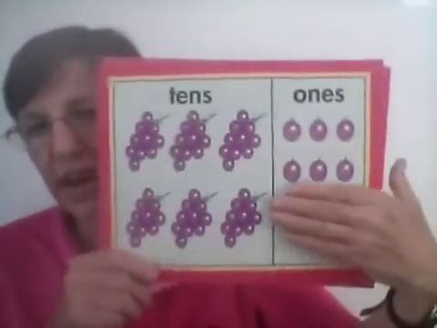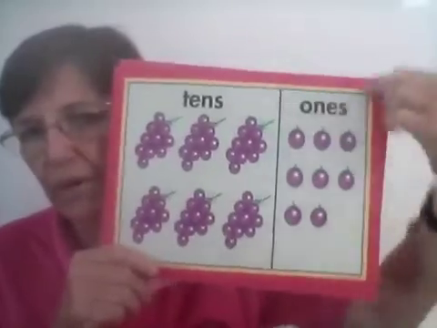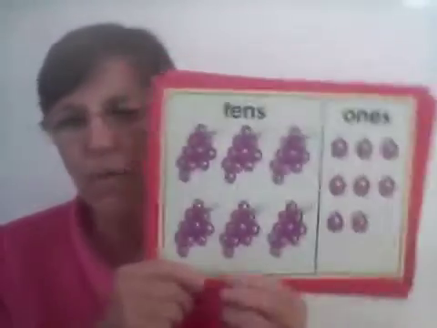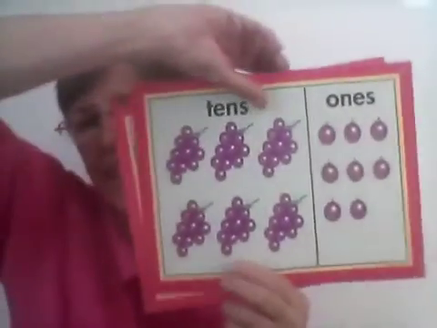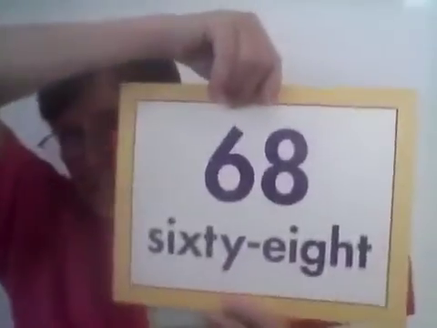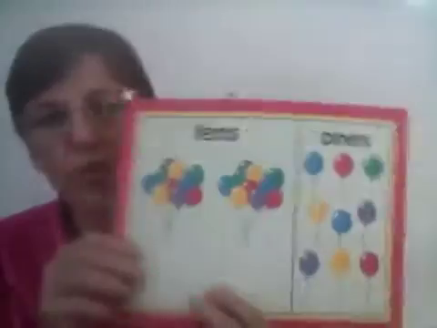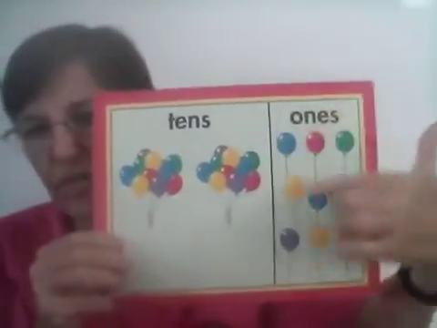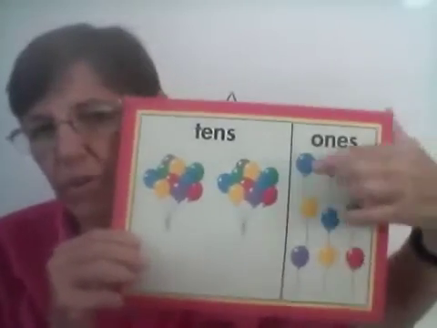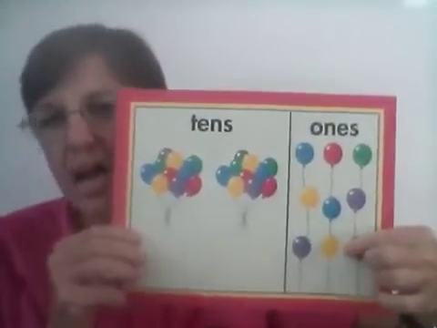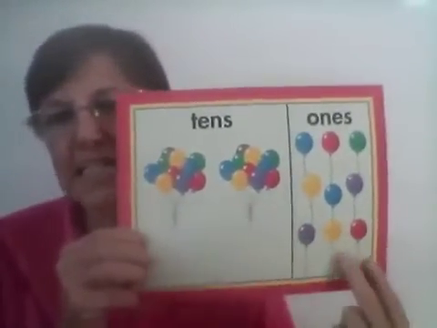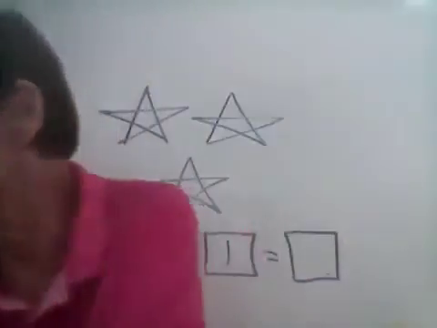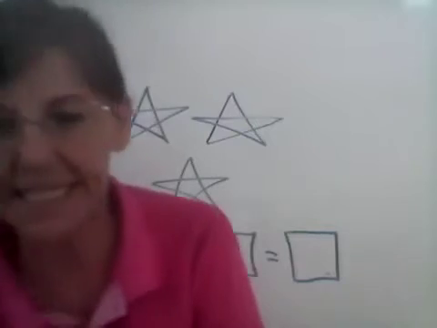Okay, and look over here. We have a 6 and 2 more. How many are over here? 6 tens, 8 ones. How many do we have? 68. Last one, we have 2 groups of 10, and look, we have 3 rows of 3. How many is 3 rows of 3? 9, that's right. 2 tens, 9 ones. How many do we have? 29. Easy stuff.